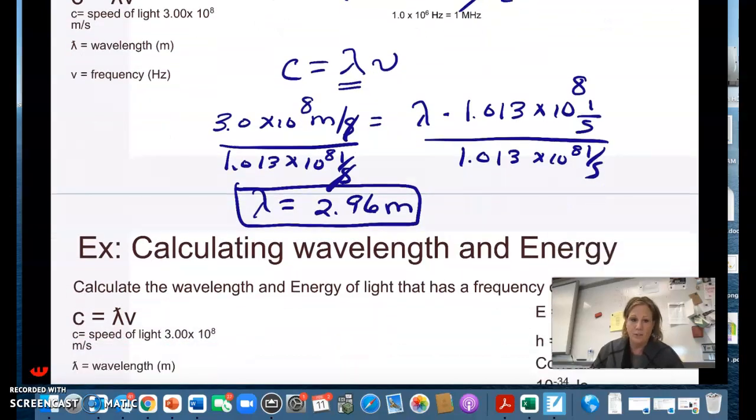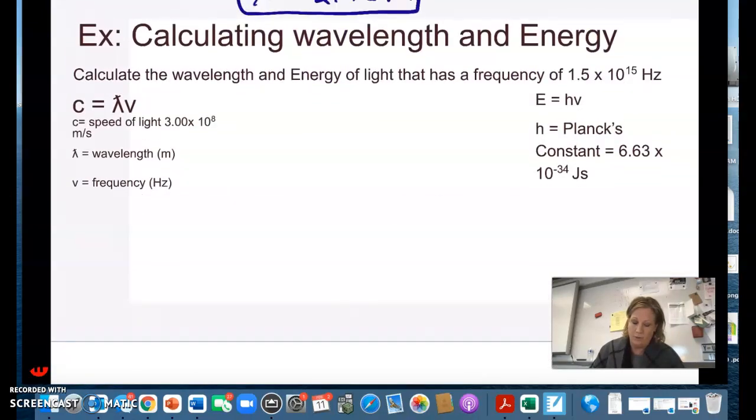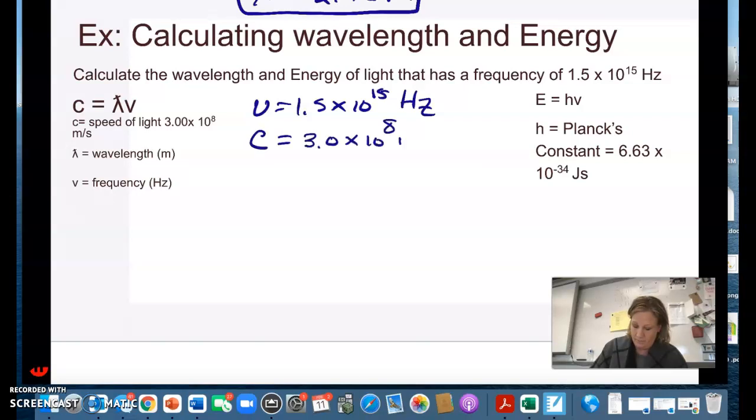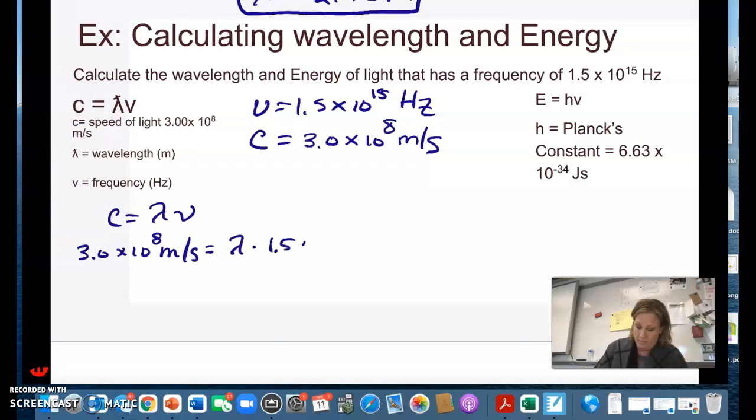And then the last question, we're going to look at a wave that has a frequency of 1.5 times 10 to the 15th hertz. And it is traveling at the speed of light. So we're going to calculate the wavelength first. So to get the wavelength, we would plug in. Again, I'm going to write hertz as 1 over second, and then divide both sides by 1.5 times 10 to the 15th.